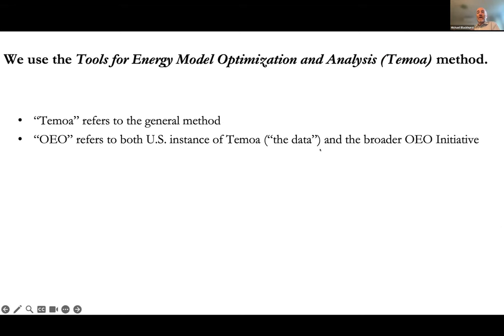If you follow our work, you'll see a couple of different acronyms that are thrown around, and I get a lot of questions about how they're different. We use this method called the Tools for Energy Model Optimization and Analysis, which has an acronym that's pronounced TEMOA. TEMOA is just a general method. It's essentially algebra, and the Open Energy Outlook, or OEO, refers to both a U.S. instance of TEMOA, that is all the data we've collected to build the model, to make the algebra run, if you will, and the broader OEO initiative.